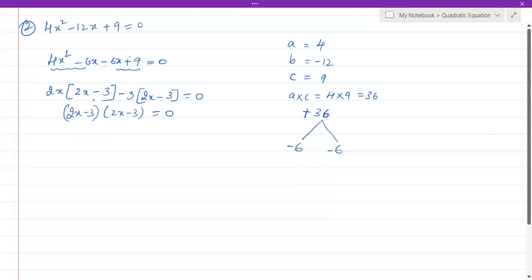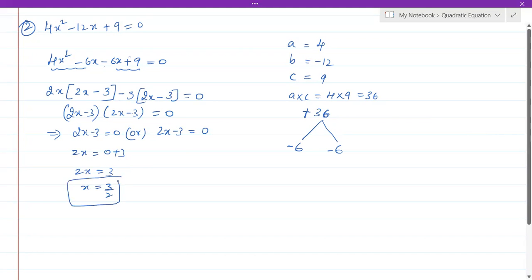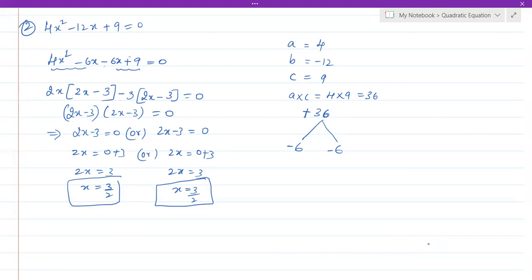Let me erase this. So again, a into b is equal to 0 implies the first one, 2x minus 3 is equal to 0, or the next one, that is also the same thing, 2x minus 3 is equal to 0, which implies 2x is 0 plus 3, or 2x is 3, or x is 3 by 2. Here we have got two roots, both the roots are same. We'll do one more problem and let's understand much better.